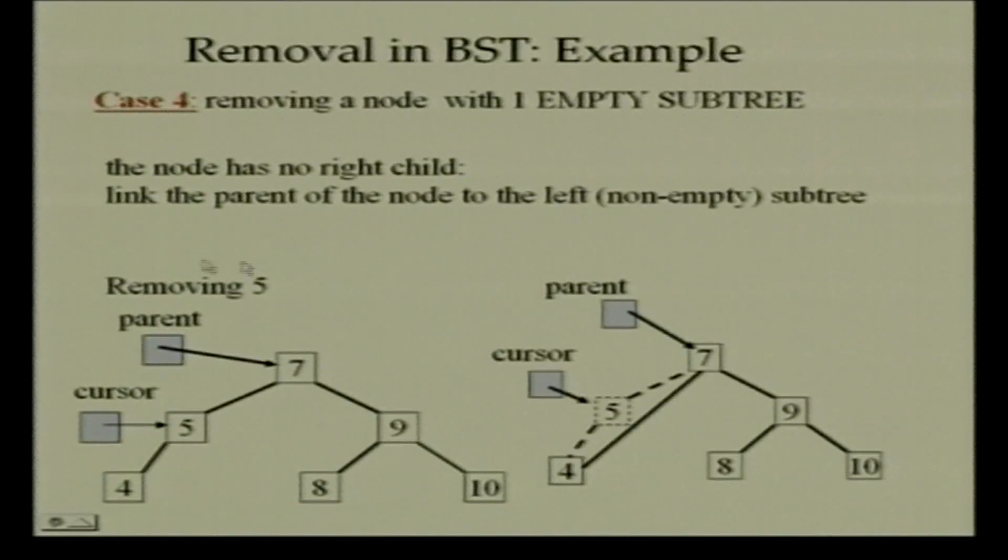You can also have a case where you want to delete 5 when it has no right subtree. In that case also, you make the parent, which is 7, point to 4. That means the left pointer of 7 will point to the left child of 5 and 5 will be removed. So, what was previously like this would now be replaced like this. This is the new tree. So, we have seen all the cases.